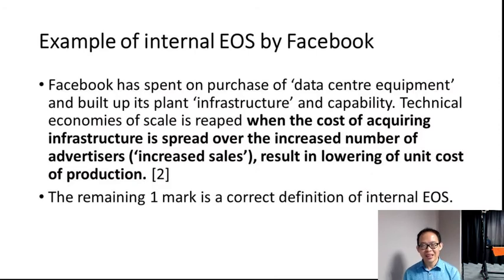In the case you have read that Facebook has spent on purchase of data center equipment and build up its plant infrastructure and capability. This allows Facebook to achieve technical EOS. Why? Because the cost of acquiring all this infrastructure is spread over the increased number of advertisers. This results in a lowering of unit cost of production per advertiser. So again, take note of how I use the case evidence together with the econs explanation. You have to have both to get all the marks.